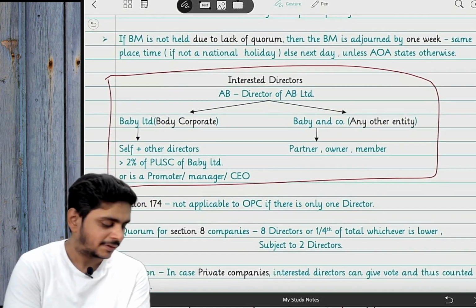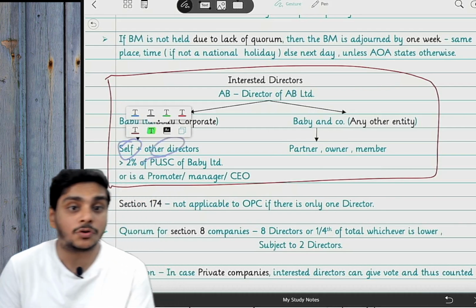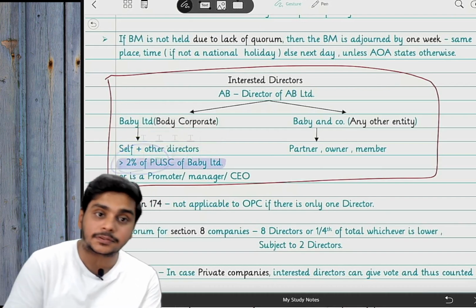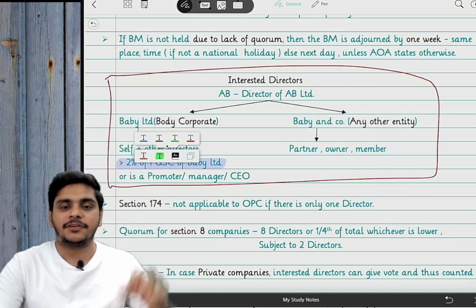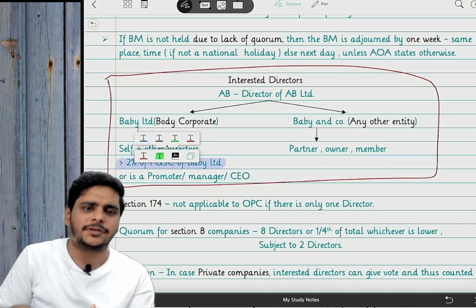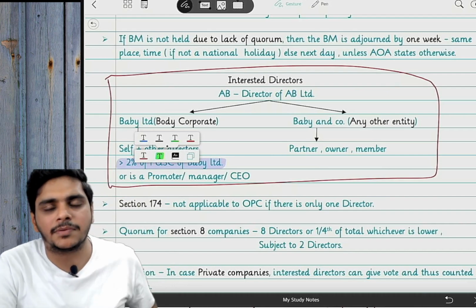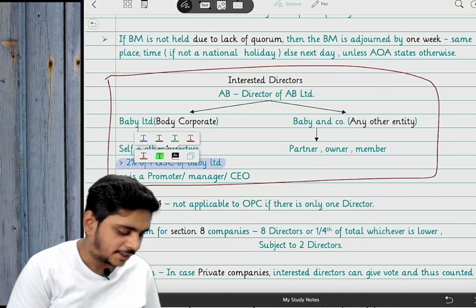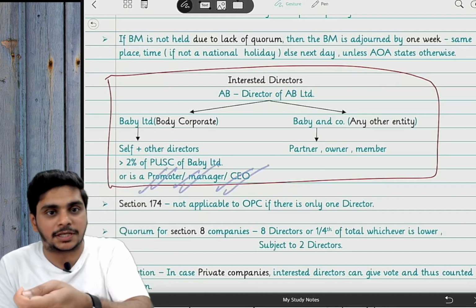Wherein AB alone, or along with other directors, holds more than 2% of the paid up share capital of Baby Limited. Then AB and the other directors become interested directors. Or where he is a promoter or a manager or a CEO. So either you hold a stake or you hold a position.